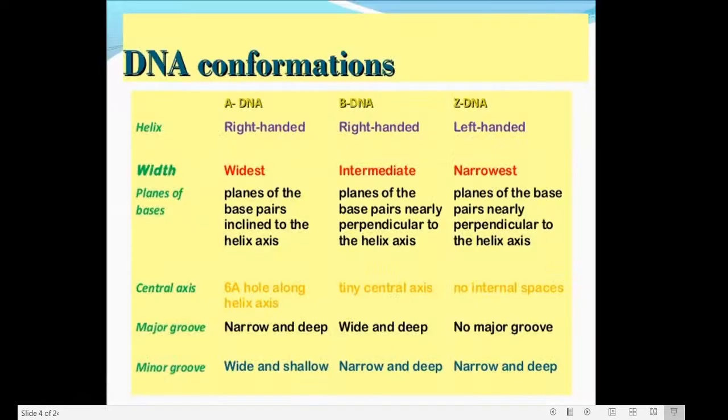Okay, these are the three different forms. A and B are both right-handed, Z is left-handed. And A specifically has the 6 angstrom halo in the center. That is the specific nature. In this B form, it's perpendicular to the helix axis. The Z form is left-handed and doesn't have the major groove, having the minor groove alone.